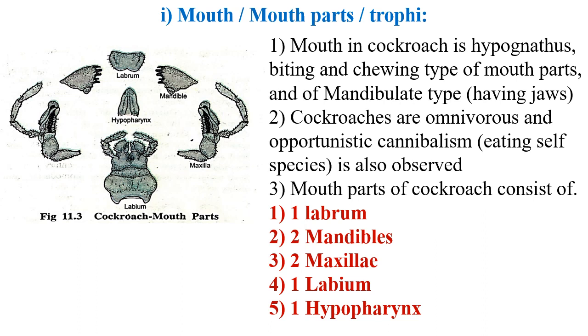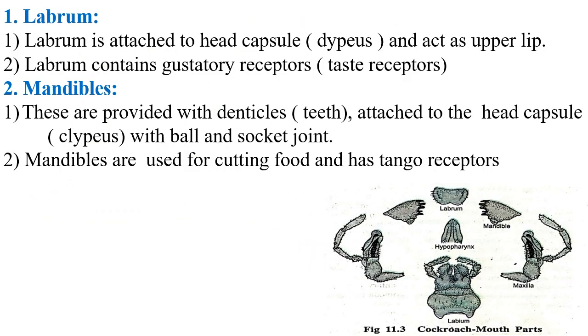Generally, the trophi or mouth parts consist of 5 components that include 1 labrum, 2 mandibles, 2 maxillae, 1 labium and 1 hypopharynx. So labrum, mandibles, maxillae, labium and hypopharynx are the components of trophi or mouth parts. The first component in the mouth parts is always the labrum.